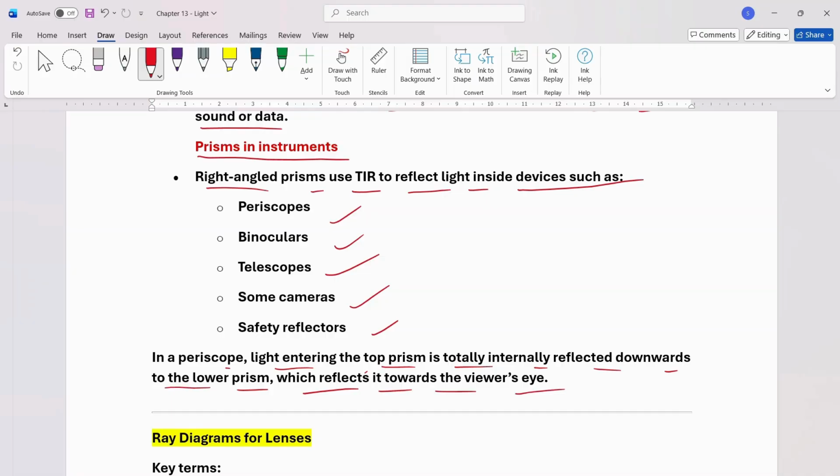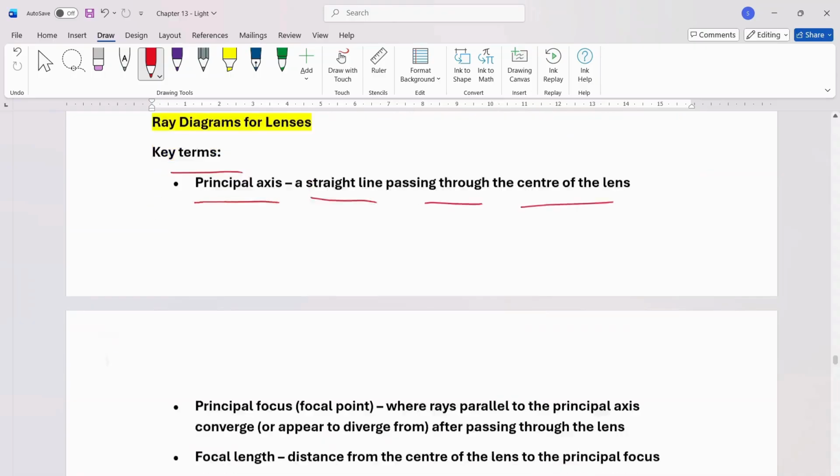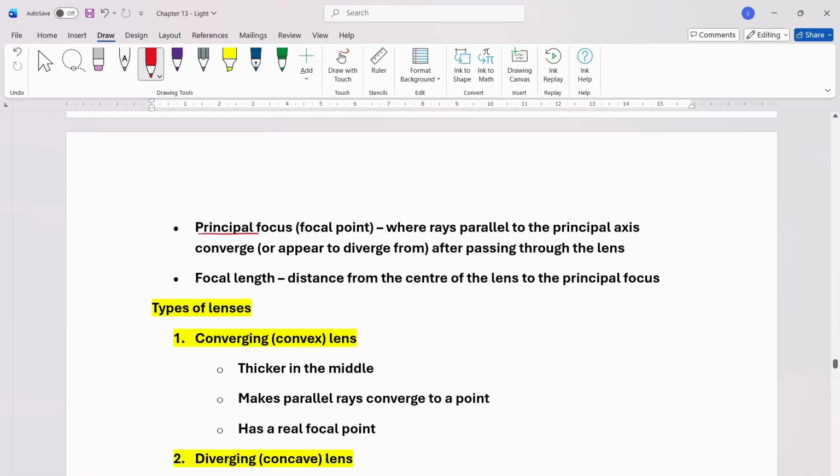the viewer's eye. Ray diagrams for lenses, key terms. Principal axis: a straight line passing through the center of the lens. Principal focus, also called the focal point, is where rays parallel to the principal axis converge or appear to diverge from after passing through the lens. Focal length: the distance from the center of the lens to the principal focus.